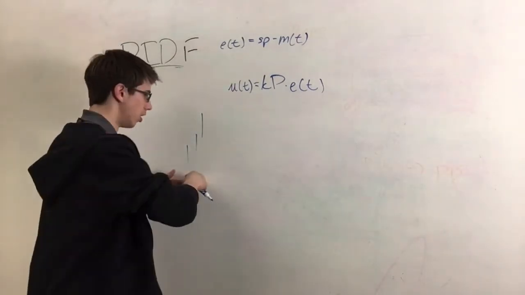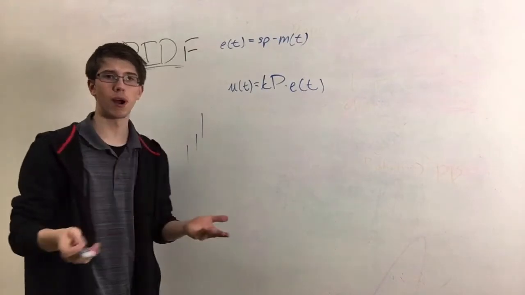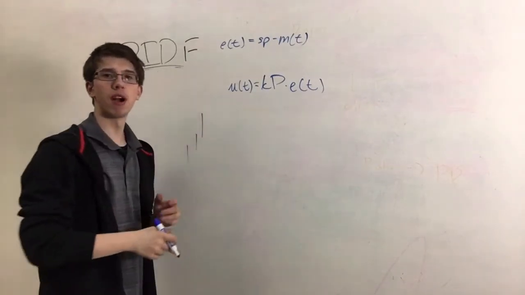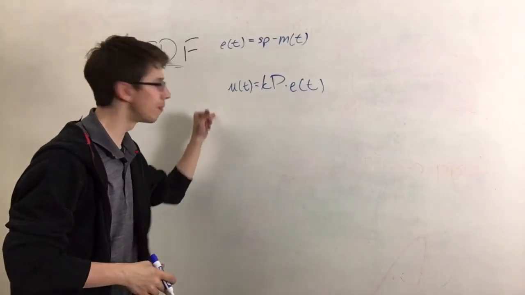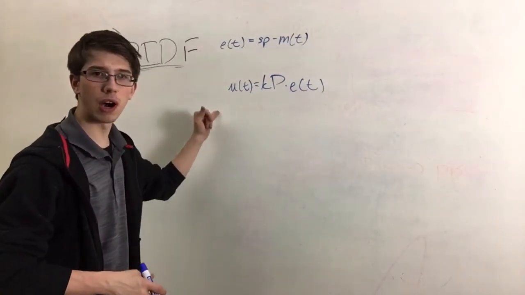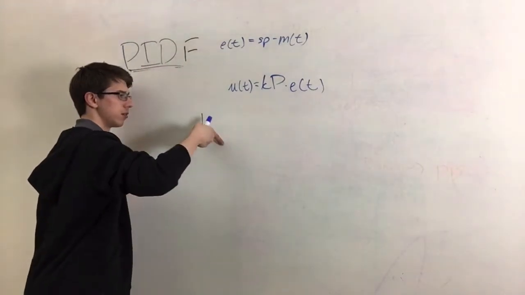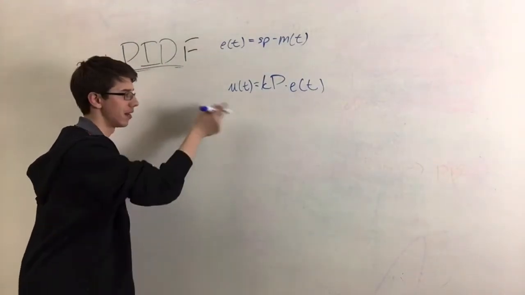You don't care about, oh, is it going to overshoot, which would require D, or, oh, is it going to be a little bit off, or is the error going to be a little bit too large for our liking, which would require an I, and then, oh, is it going to be a little too small because of gravity, which would require F.